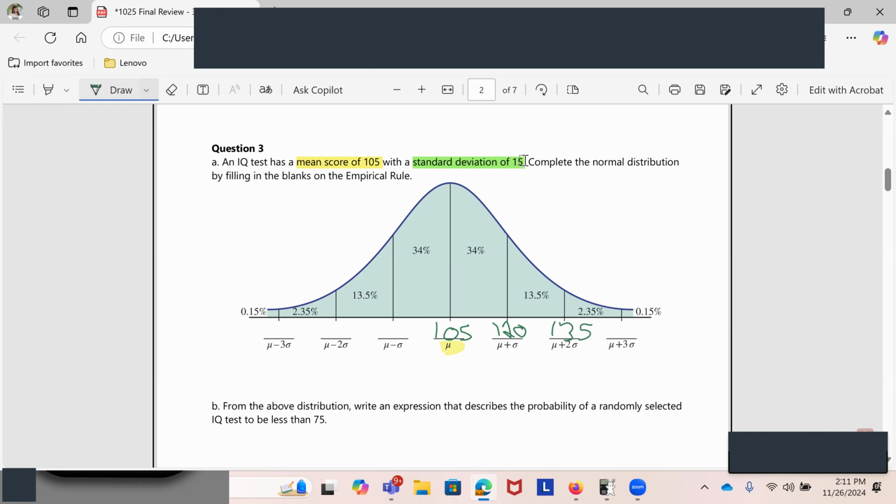And add 15 one more time. Get 150. Questions on where those numbers are coming from? Let's go to the left. So to go to the left, we subtract. What's 105 minus 15?